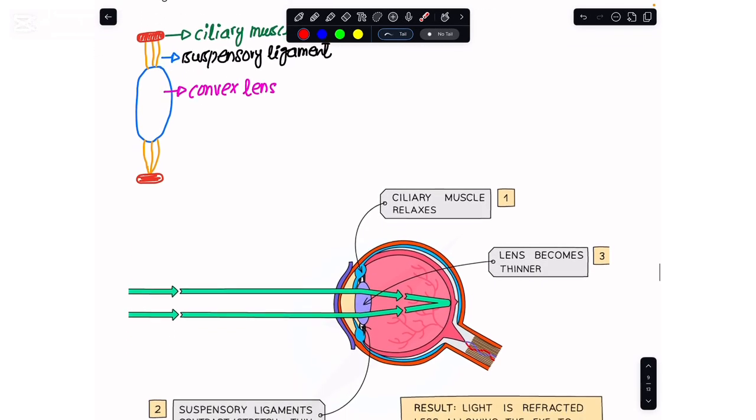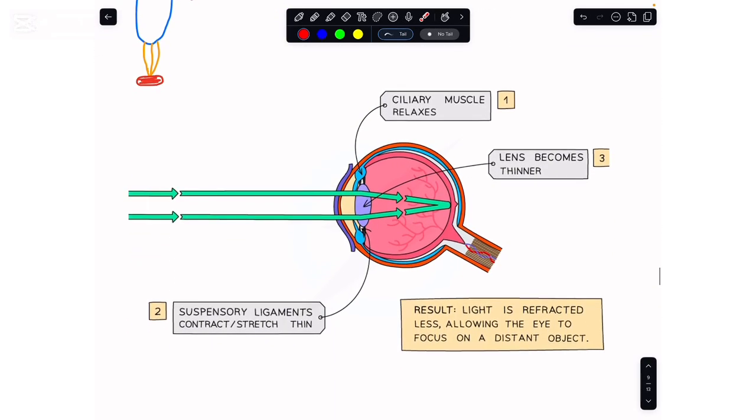Now, if you look at this diagram, this comes as it is in the exam. Whenever you are given light rays that come in like this, it indicates they are coming from a distant object. These light rays are initially refracted a little by the cornea, and when they pass through the lens they are refracted less, and ultimately they are focused on the retina of the eye. So when the light rays come from a distant object, we make the lens slackened, thinner and elongated, and this is how we are able to look at a distant object.